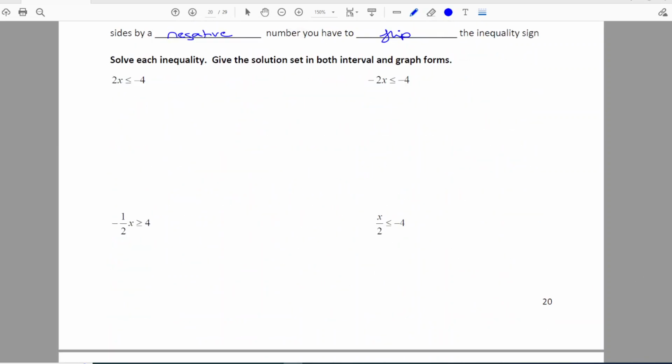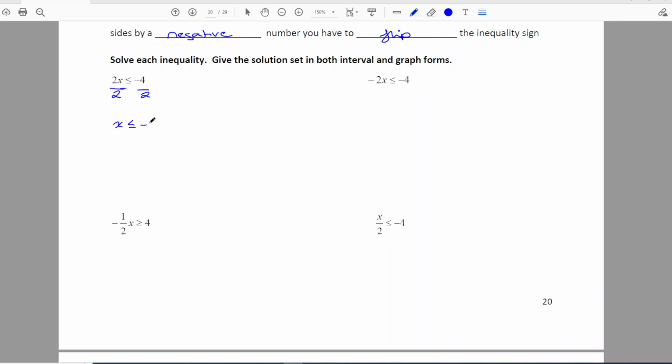So I've got 4 questions here. It says solve each inequality, give the solution set in both interval and graph forms. My question to you is, do I or don't I? Okay, do I flip the sign or don't I flip the sign, the inequality sign? So for this one, to get x by itself, I'm going to divide by 2. Because it's a positive 2, I don't need to touch the inequality.